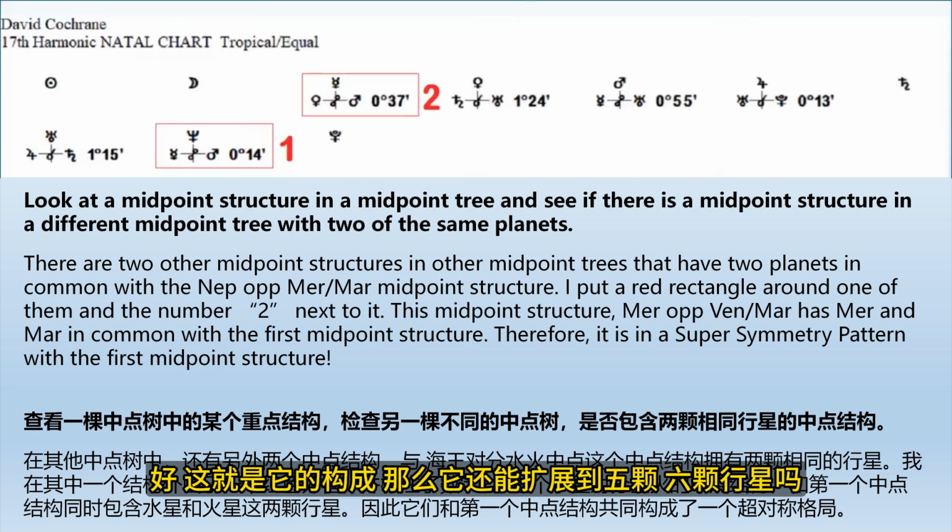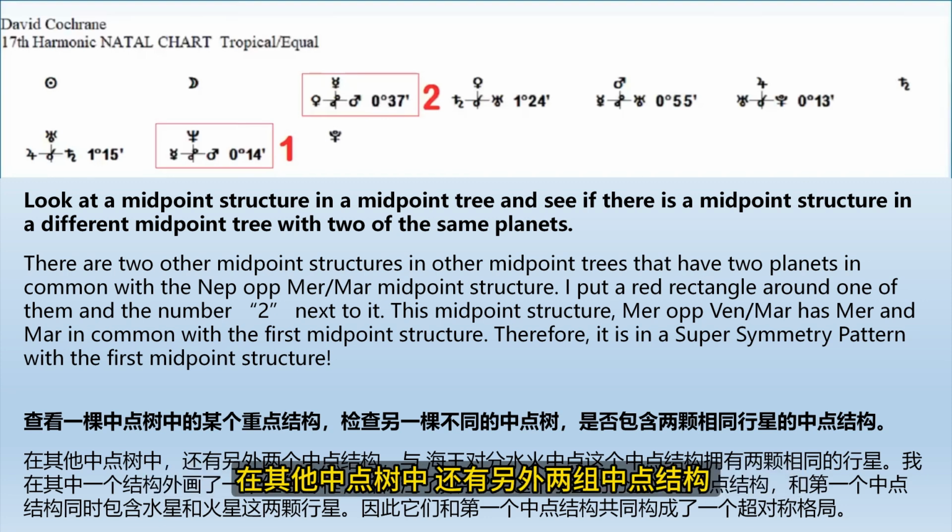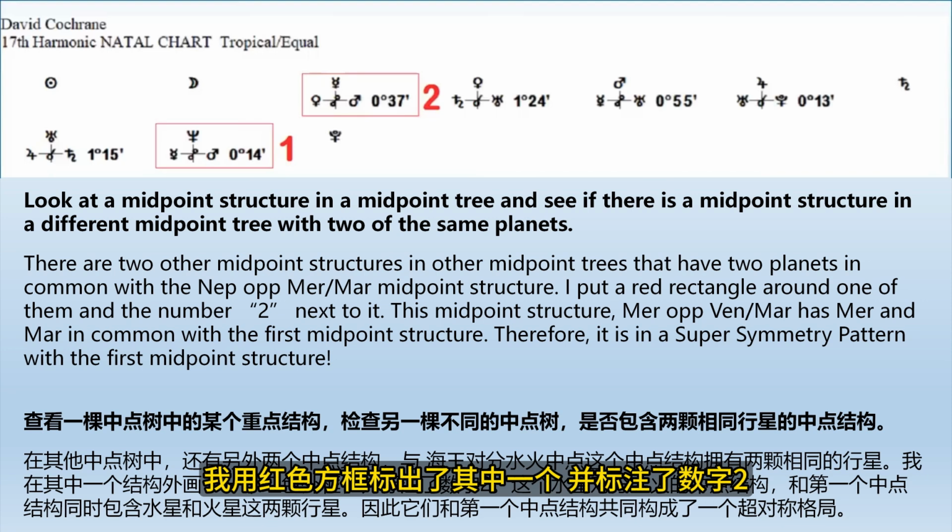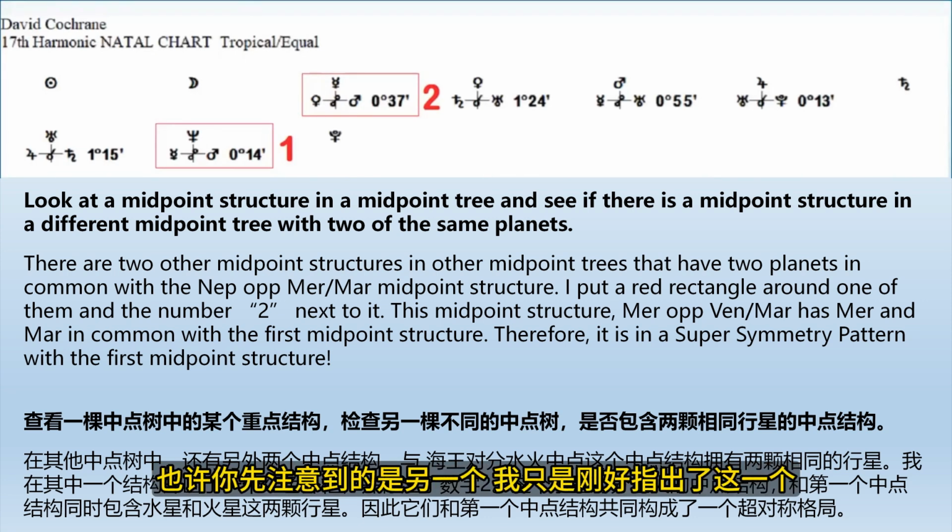So there it is. Now, does it go out to 5 planets or 6 planets? There are 2 other midpoint structures and other midpoint trees that have 2 planets in common with Neptune opposition Mercury, Mars. I put a red rectangle around one of them and the number 2 next to it. So there's a third one that has Mercury and Mars, and maybe that's what you noticed. You might have noticed the other one. I just happened to point out this one.